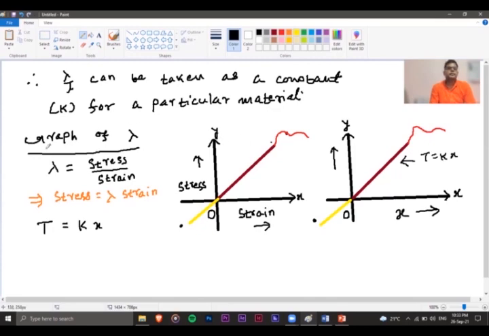Let's now discuss the graph of lambda for a particular material, for example. So you can see that lambda equals stress by strain, and by cross multiplication, stress equals lambda times strain. You can see here for a particular material, lambda is constant, and stress and strain both are variable. So strain depends on stress. If you plot a graph, then your graph looks like that within the elastic limit.